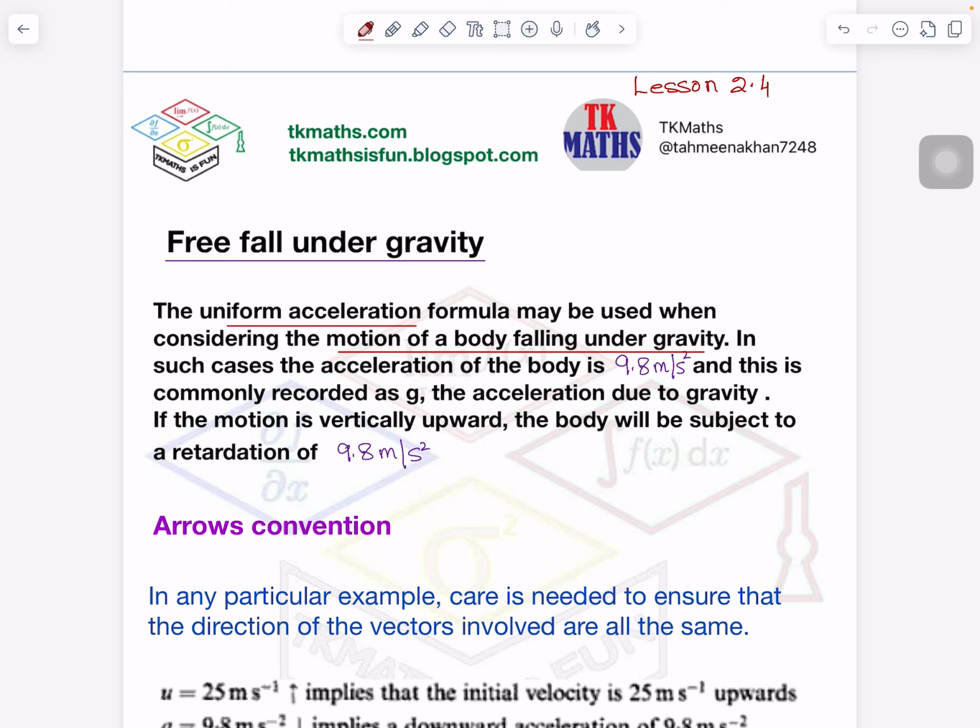By the way, usually in physics students use 9.8 meters per second squared, but when you solve the M1 paper of A-level maths, you will use 10 meters per second squared. You will not use 9.8. I have written it here because this is mostly what students use in physics. If the motion is vertically upward, the body will be subjected to a retardation of 9.8. We have already seen retardation in the previous case. In this case, we are talking about the speed slowing down.